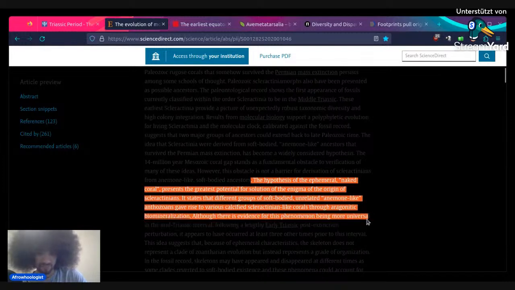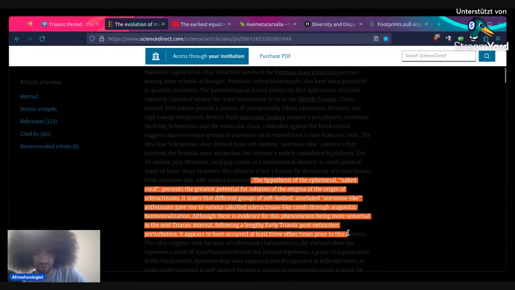aragonitic biomineralization. Although there is evidence for this phenomenon being more universal in the mid-Triassic interval following lengthy early Triassic post-extinction perturbation. So in fancy pants talk, they think that a bunch of different types of coral-like ancestors, because they found that two ancestral lineages lead to modern corals, and they think this is some sort of universal constant among these colony-building organisms, that somehow endosymbiosis and the process of rediversification and kind of getting back on their sea legs, so to speak, after the end-Permian mass extinction event would somehow help them.